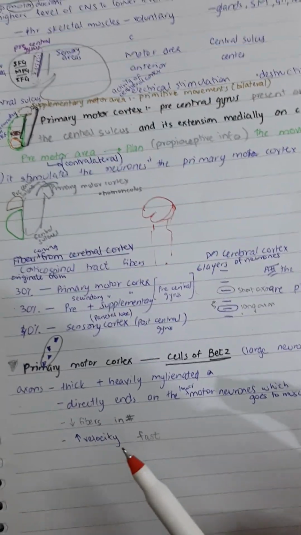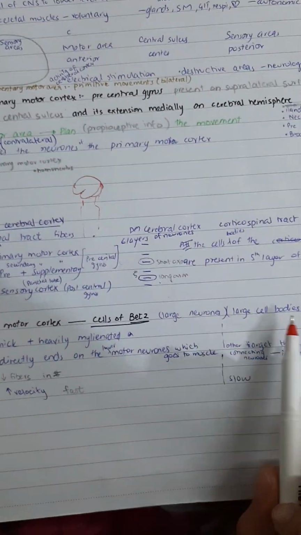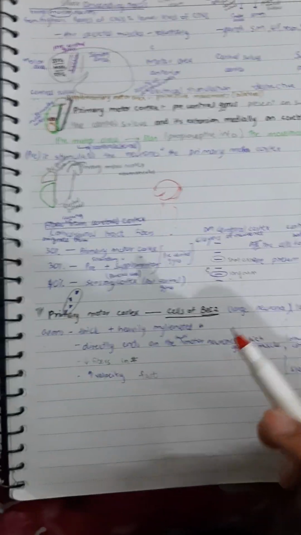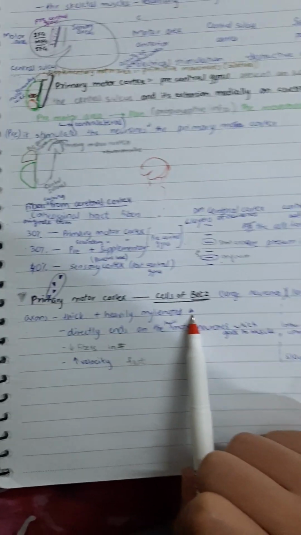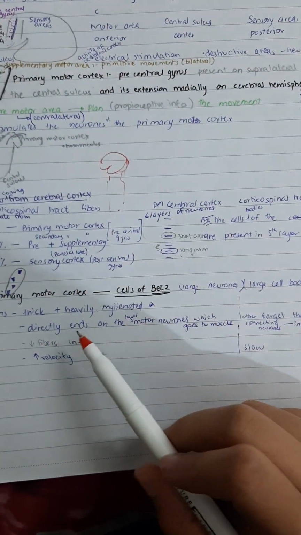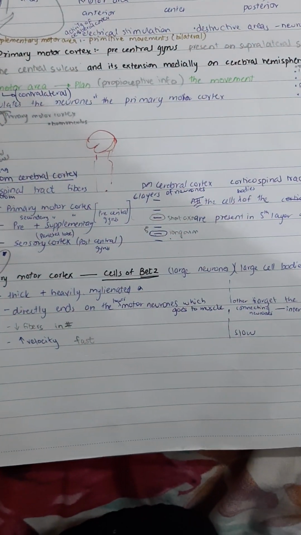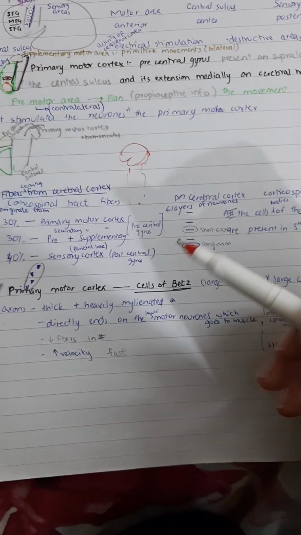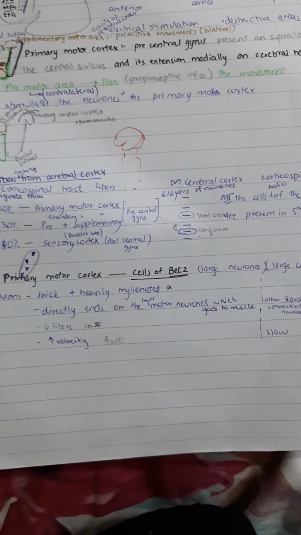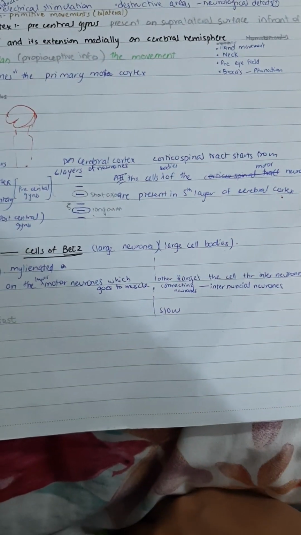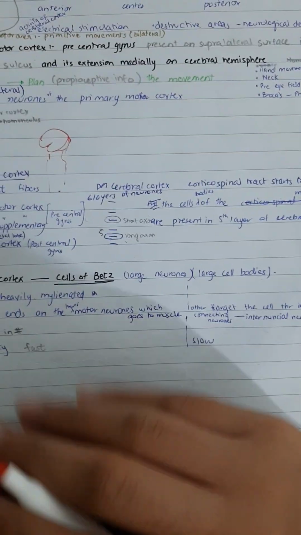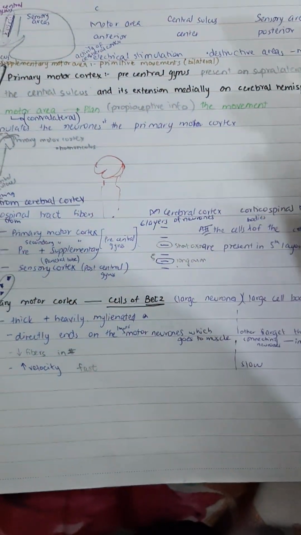Now I'll tell you the difference between cells of Betz and the other ones. The cells of Betz are large neurons with large cell bodies. Their axons are really thick and highly myelinated, whereas the others are not that heavily myelinated. They directly end on the lower motor neurons, which go to the muscles. Cells of Betz are very few in number, whereas the others are more in number. The other ones have connecting neurons, the internuncial neurons. Because cells of Betz are heavily myelinated, they are fast, with high velocity, whereas the other ones are slow.